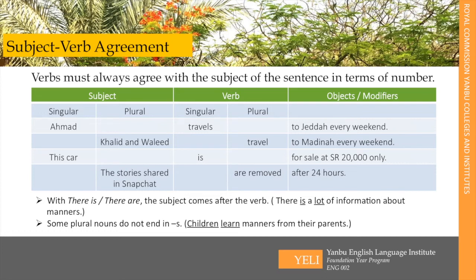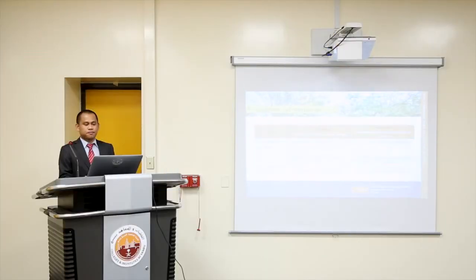Now, for sentences with there is or there are, the subject comes after the verb. For example, there is a lot of information about manners. The subject here is lot, so we use the verb is. Now, some plural nouns do not end in S, for example women, children, teeth. But still they need a plural verb. For example, children learn manners from their parents.